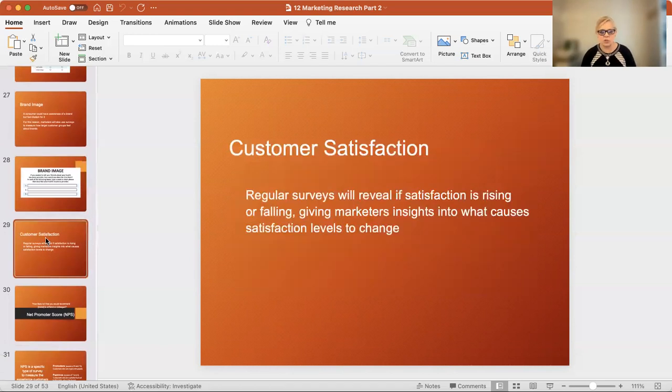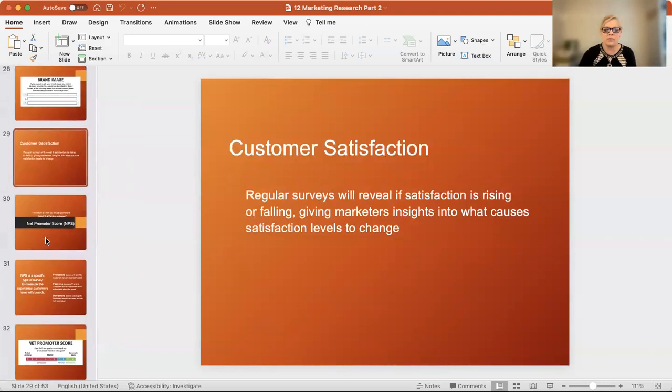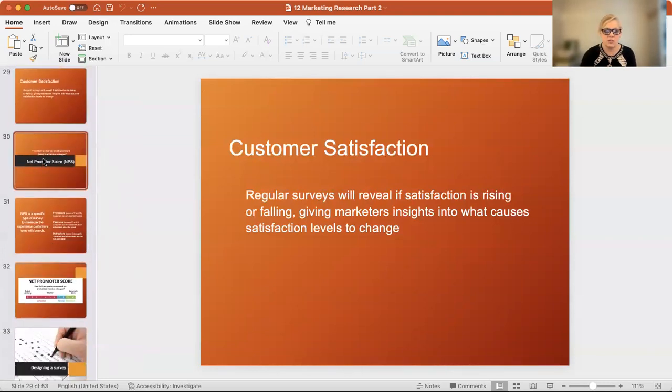Customer satisfaction. We'll use surveys to measure customer satisfaction, and whether it's rising or falling or what's happening with it. We always want the highest satisfaction. So what can we do to get in front of it if we see that our satisfaction is changing?